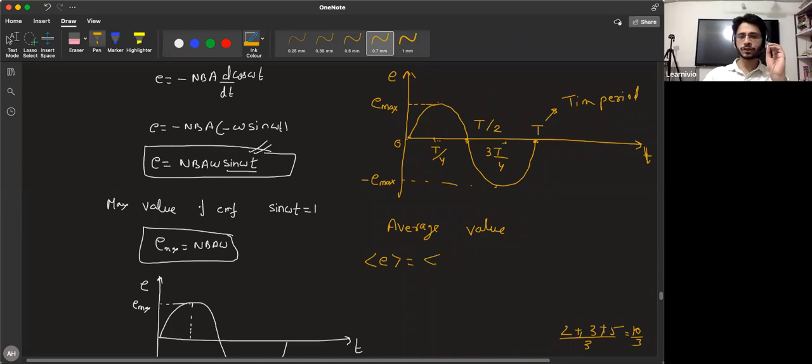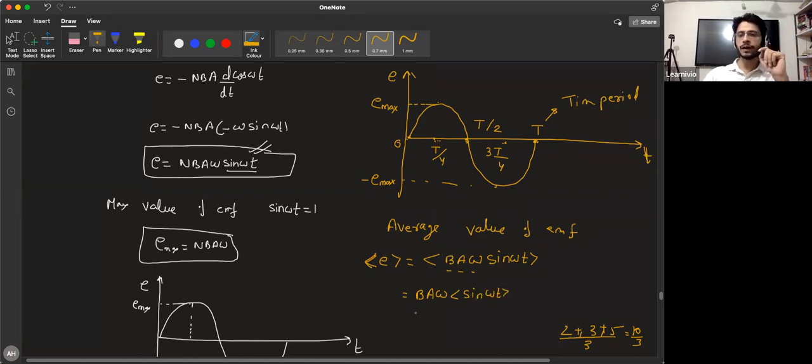I'm just teaching you the shortcut to calculate the average value of these types of functions. This is BA omega sine omega t, and this is the symbol of average. I have to calculate the average value. While calculating the average, the terms which are constant can be taken outside. What terms are constant? B is constant, A is constant, omega is constant. So you can take B, A and omega outside, and you have just sine omega t.